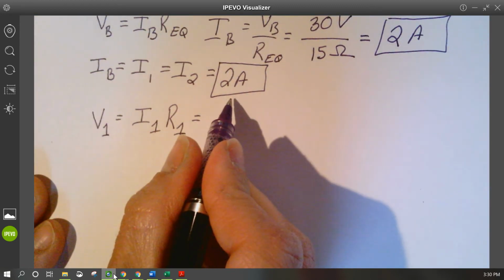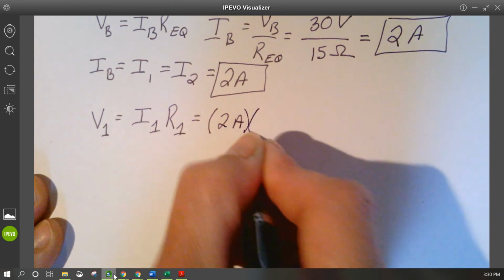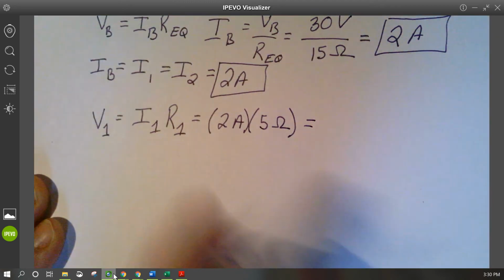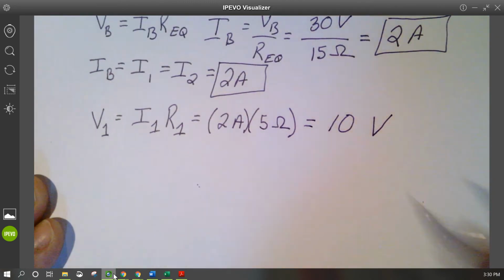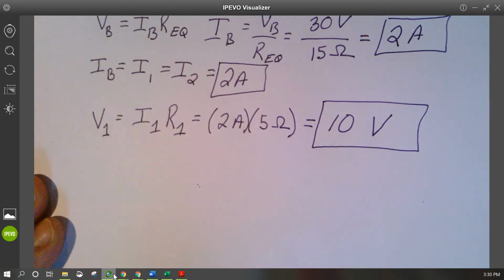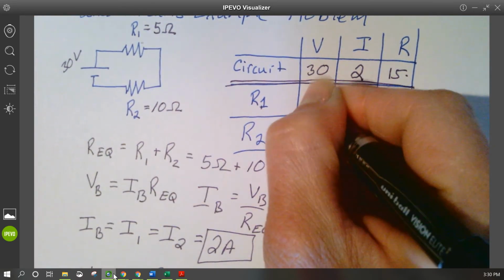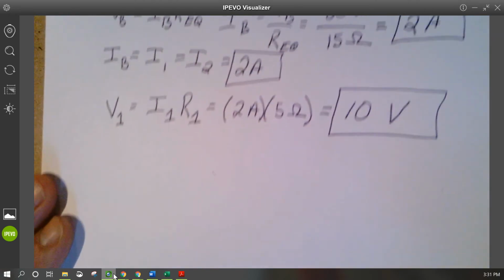So we just said that our current through resistor 1 is 2 amps. From your givens, resistor 1 had 5 ohms of resistance. 2 times 5 is 10. Okay, and we're finding voltage. So our answer is in volts. Okay, so now I can just go up here and fill this guy in. This is 10 volts.